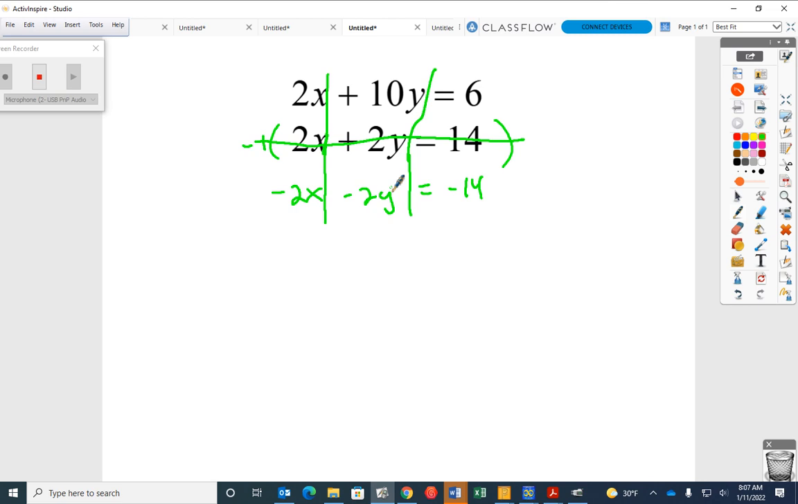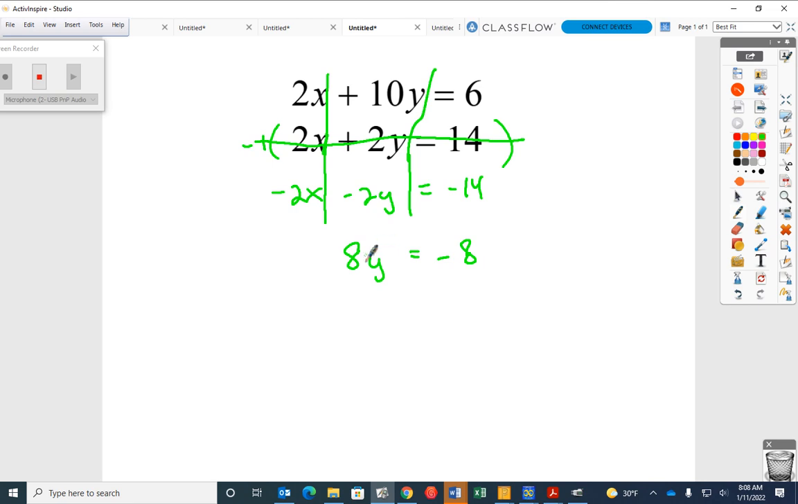10 and negative 2. Say it. Somebody said it. 8. So this is 8y. And I no longer have a 6 and a 14. I have a 6 and a negative 14. What's 6 and negative 14? Negative 8. Can I solve for my y now?